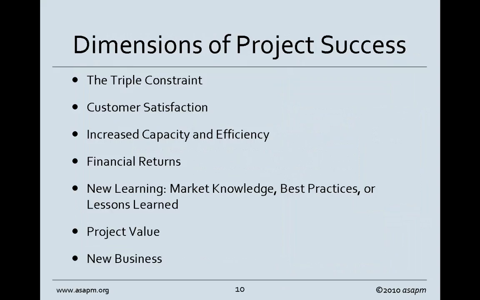So there are dimensions of project success. There's the classic triple constraint. Scott Freoff. Hi, Scott. There is customer satisfaction, increased capacity and efficiency, financial returns, new learning that can be achieved, project value, and of course, new business. These are all different aspects of project success.